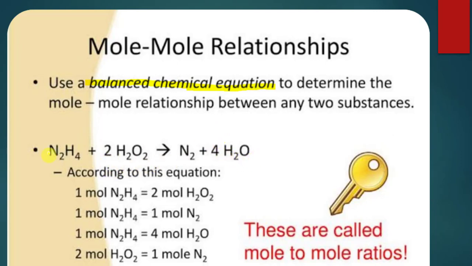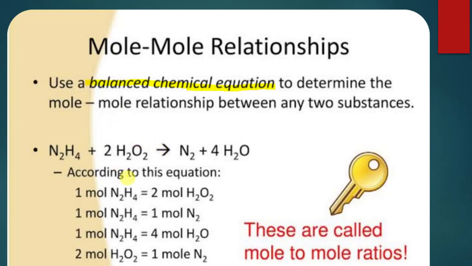See, nitrogen, how many here? 2. And here how many nitrogen? 2. And hydrogen, see here 4 plus 2 into 2, 4. 4 plus 4, 8. And here hydrogen, see 4 into 2, 8. Next, here oxygen, see 2 into 2, 4. Here oxygen, see 4O. Okay, so it is a balanced chemical equation.